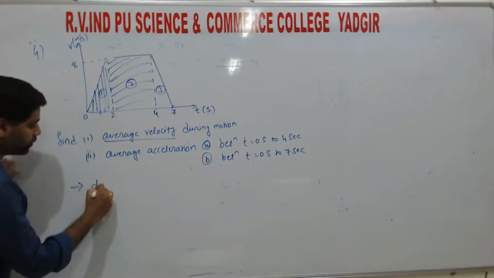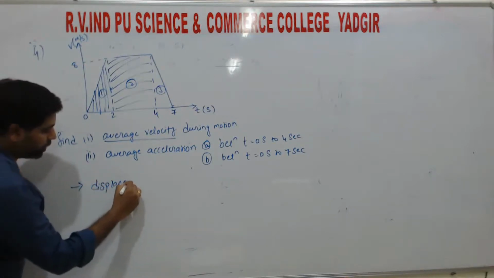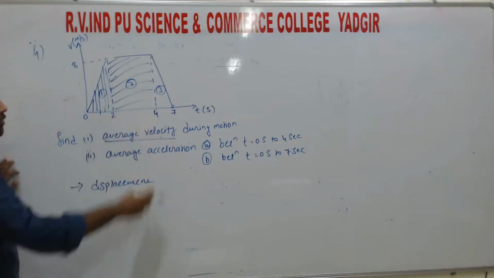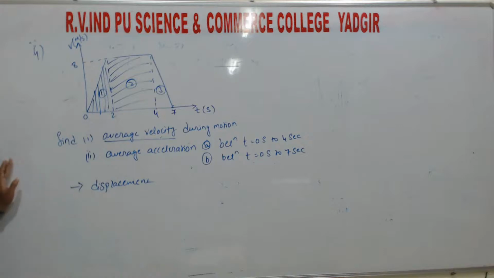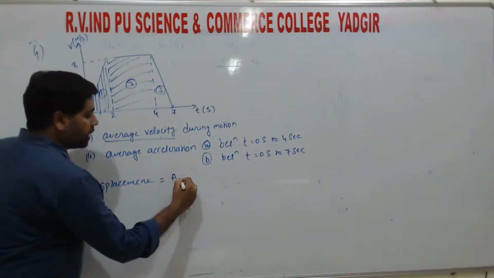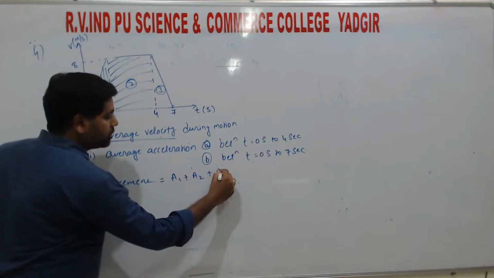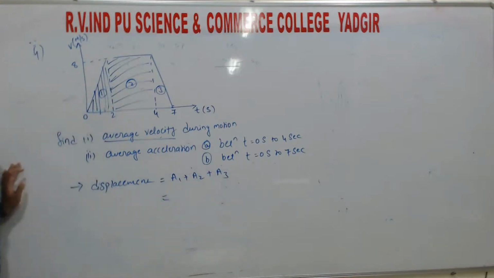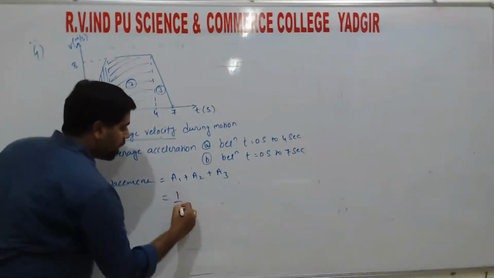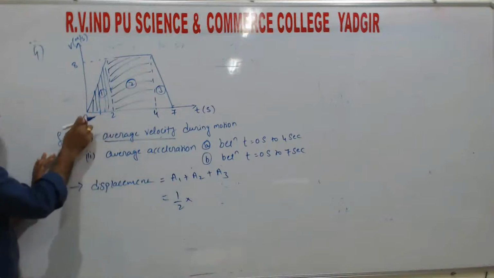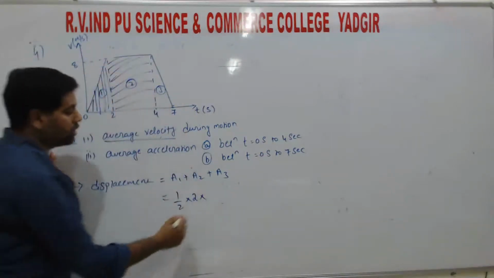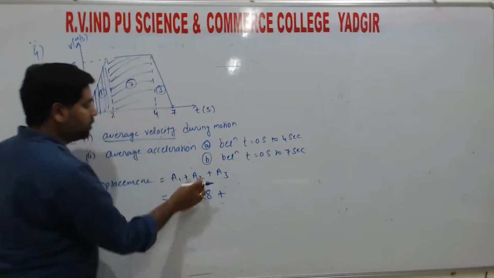So first, displacement. To find the average velocity, we have the time, but we don't know the displacement, right? So first we find the displacement. That is A1 plus A2 plus A3, the area under the curve. So A1 is in the form of a triangle, half into base, which is 2 minus 0 is 2, into height, which is 8, plus A2.